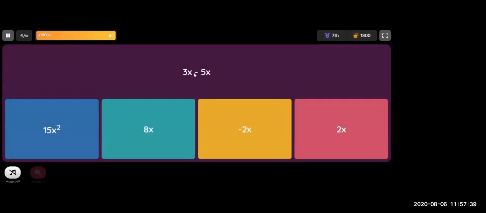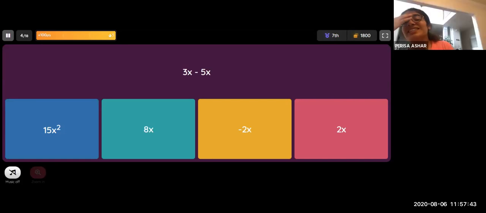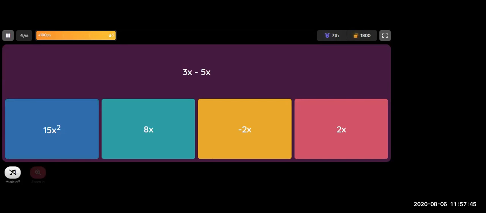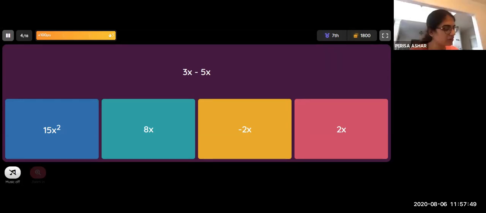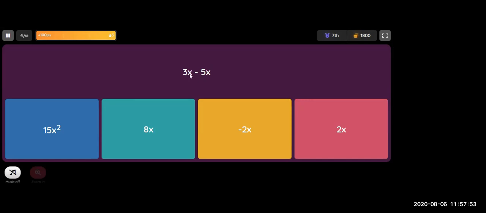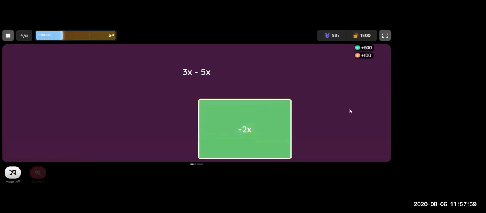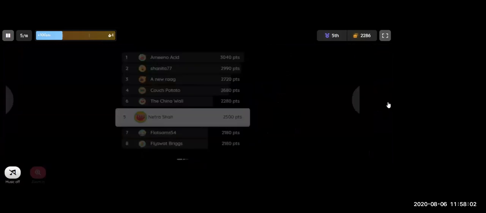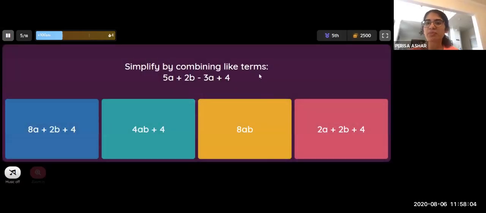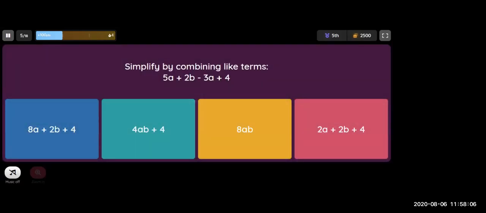So now 3x minus 5x. This is a little tricky if you think of it. Okay, someone put 3. Good job. And Camden too. 3x minus 5x equals negative 2x. So good job. And remember, whoever answers first gets the points, if you know.